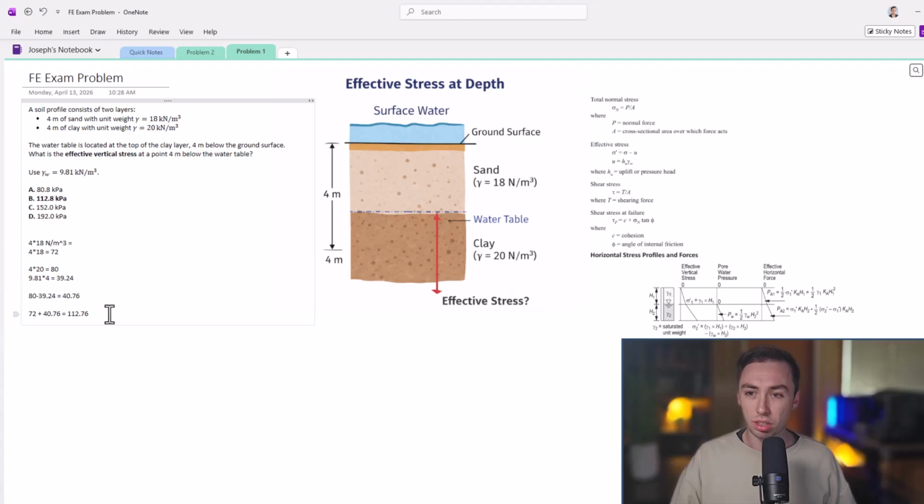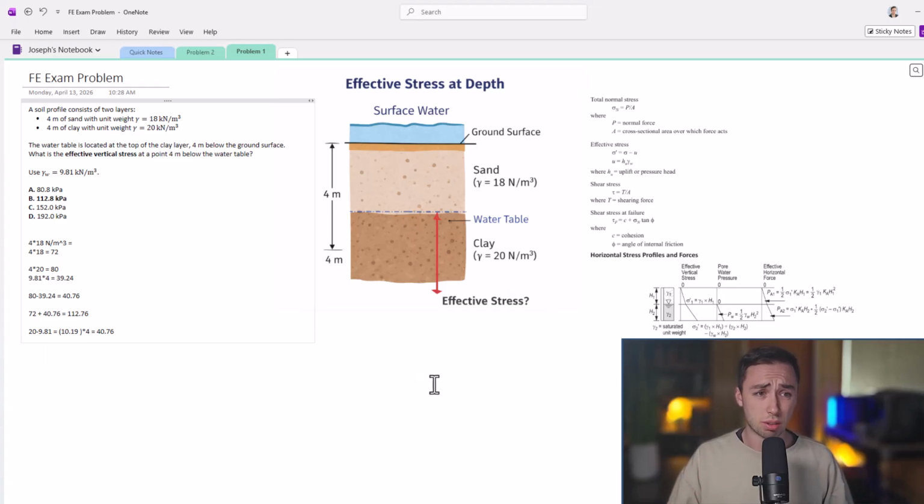Now, here's an even quicker way to do this on the exam, in my opinion, that can save you some time, which is valuable on the FE exam. You need every precious second. I would take this unit weight of the clay, subtract the unit weight of the water right off the bat to get 10.19, and then multiply that by 4. It's slightly faster, quicker, and cleaner than adding the water and the clay separately, especially with a more complicated problem with multiple layers and multiple water tables. This is a little simpler version, and just compacting that into 40.76, adding that to the 72 we got, and then finding the correct answer there.